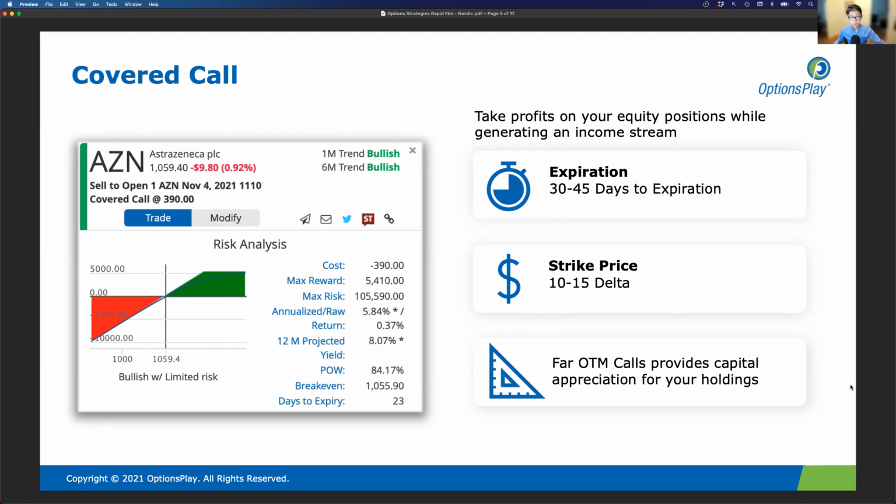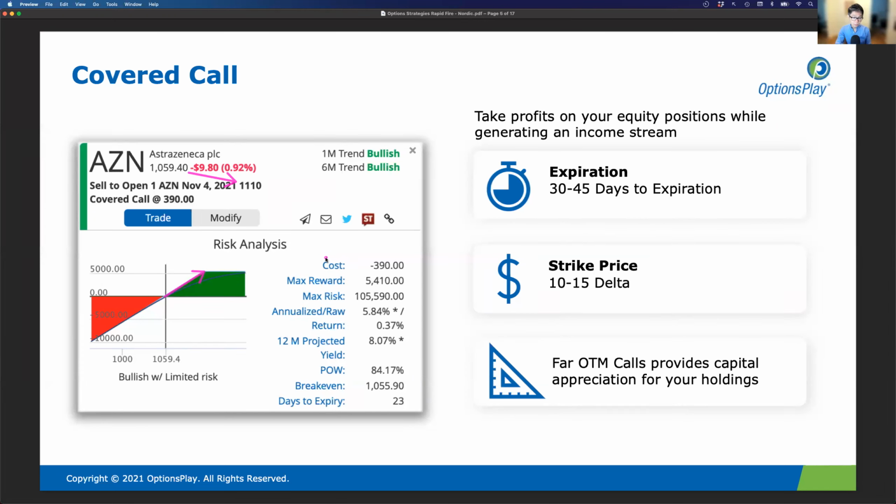This is the simplest option strategy. The goal of it is to help you take profits on your equity positions, and while you wait for that to happen, you're generating an income stream. Basically, you hold the stock. Let's say AstraZeneca is currently trading at 10.59. Here I'm selling an 11.10 call option on AstraZeneca, so about 50 crowns higher than the current price. I'm going to collect 390 crowns by selling this call. And if AstraZeneca was to increase in value from 10.59 to 11.10, I'm going to be able to take profits on my stock.